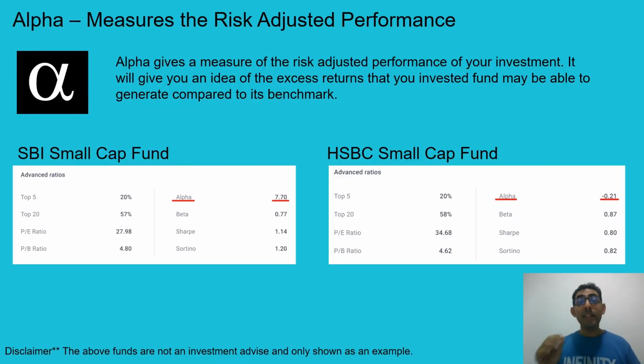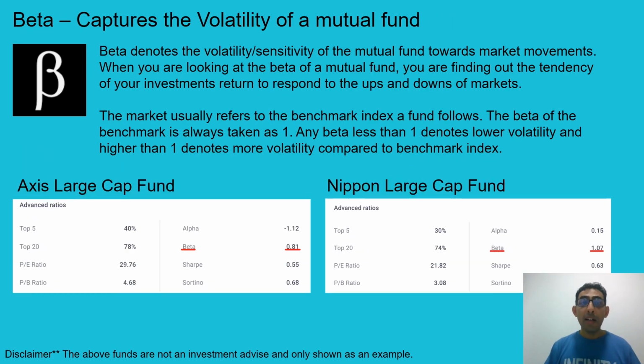Alpha measures the risk adjusted performance of a mutual fund. Let's take a simple example. Let's say the small cap index has given 10% returns in the last 1 year. And if you look at SBI small cap fund's alpha, it is 7.7%, which means SBI has given an additional 7.7% returns on top of the 10% returns of the benchmark index, whereas HSBC has given 9.79% returns because it has an alpha of minus 0.21.